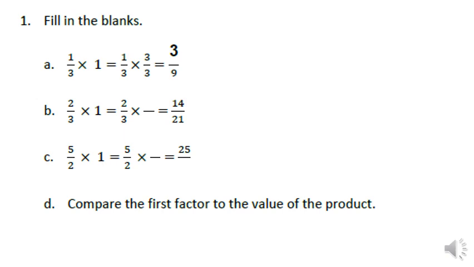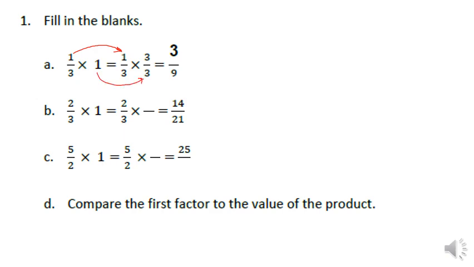Okay, in lesson 21, we had two different areas we were working on. First one was about how the product compares to the factor that's being multiplied. Okay, so let's take a look at question 1 here. And it's showing 1/3 times 1, and we know when we multiply any number by 1, we'll get the same thing.